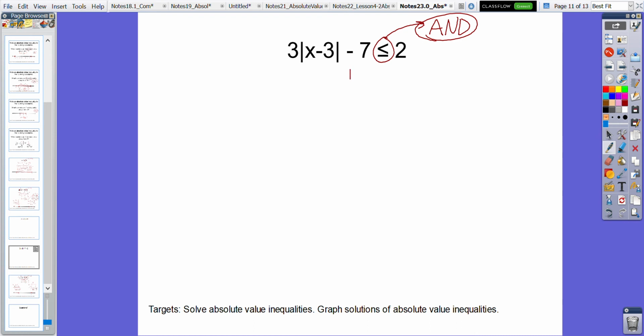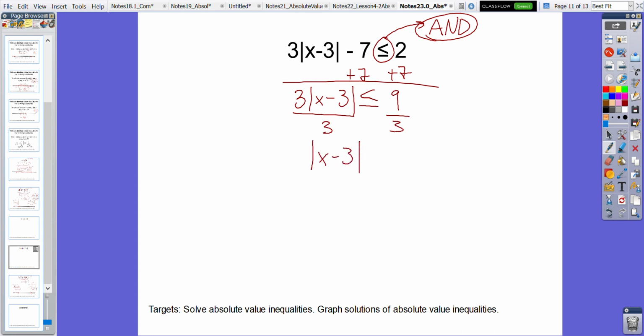So first thing, once again, start by adding 7 to both sides of the inequality. That leaves me with 3 times the absolute value of x minus 3 is less than or equal to 9. Divide everything by 3. That gives me the absolute value of x minus 3 is less than or equal to 3. Okay, so once again, kind of like in the last example, we should expect to see all numbers that are 3 or less away, because it's an AND inequality, from 3.